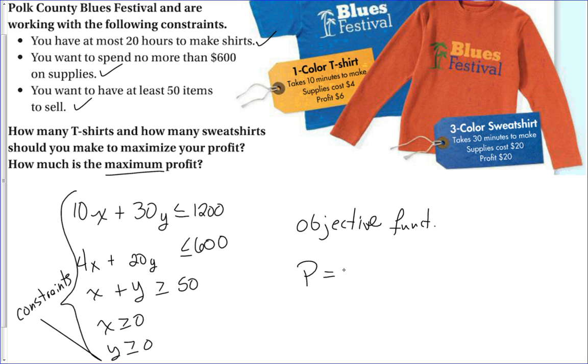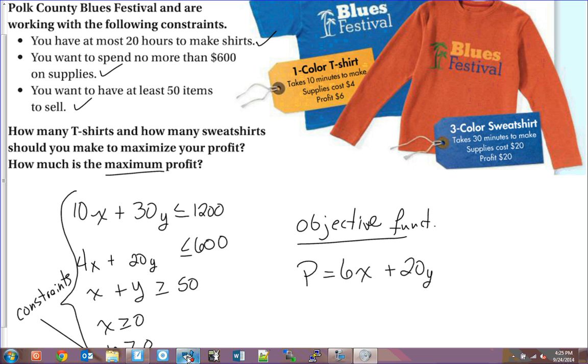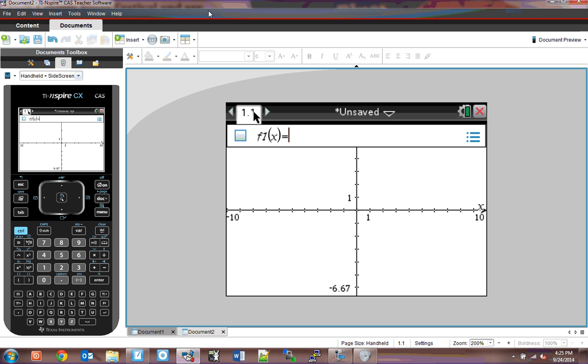So we know that our profit is $6 per t-shirt plus $20 per sweatshirt. So this is our objective function, which we're going to be finding the maximum of, and these are our 5 constraints. Now, the next thing to do here is to graph these 5 equations. Now, you might be saying, they're not solved for y. Well, that's okay.